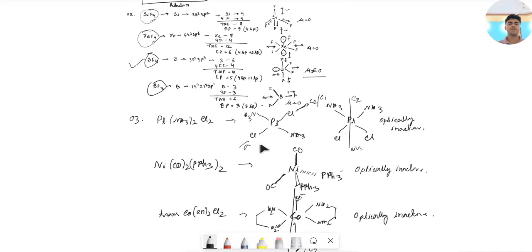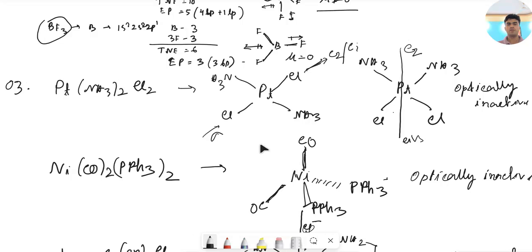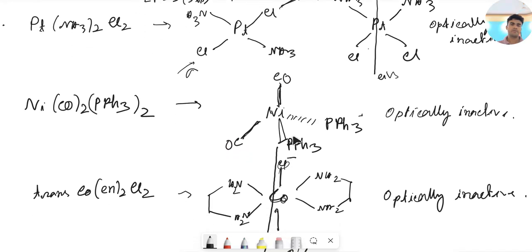So next is Ni(CO)2(PPh3)2. This is tetrahedral geometry, and you can see that it will be optically inactive as there is a plane of symmetry, considering the plane which contains the 2 Ni-CO bonds.